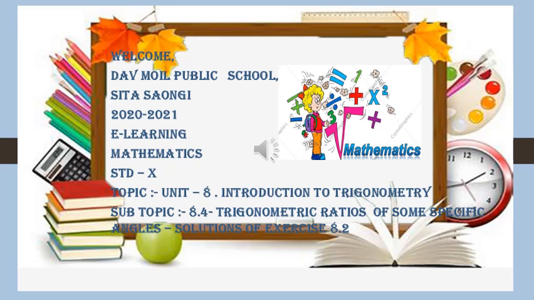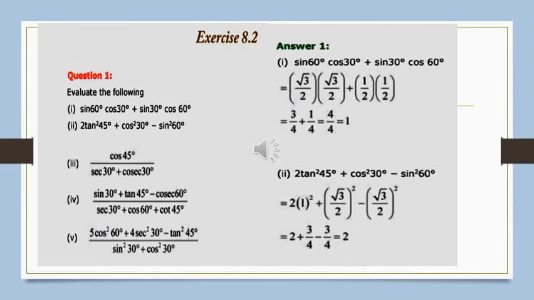Dear students, today in Unit 8, Introduction to Trigonometry, we will see the solutions of exercise 8.2, which is based on the trigonometric ratios of some specific angles. If you know the values of sin 30, sin 60, cos 30, cos 60, tan 45, like this, means if you know the table of the trigonometric ratios of some specific angles, then dear students, evaluating this type of expression becomes a very easy task.